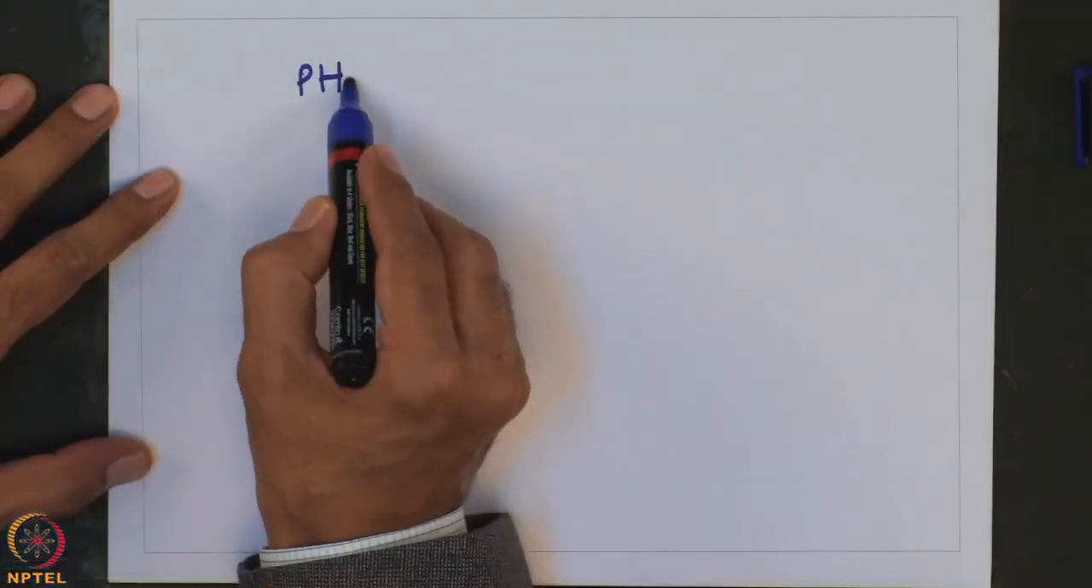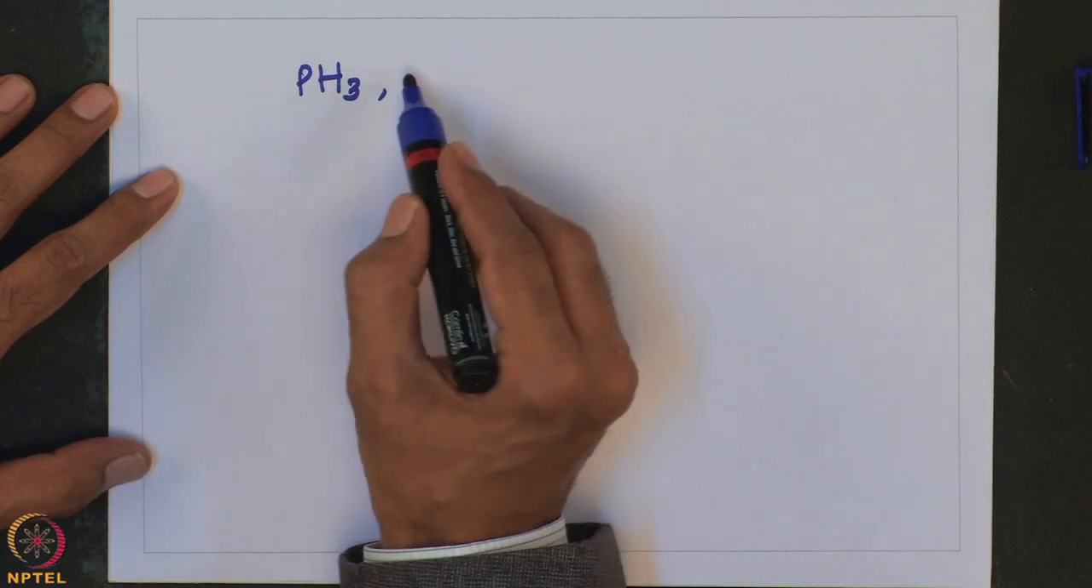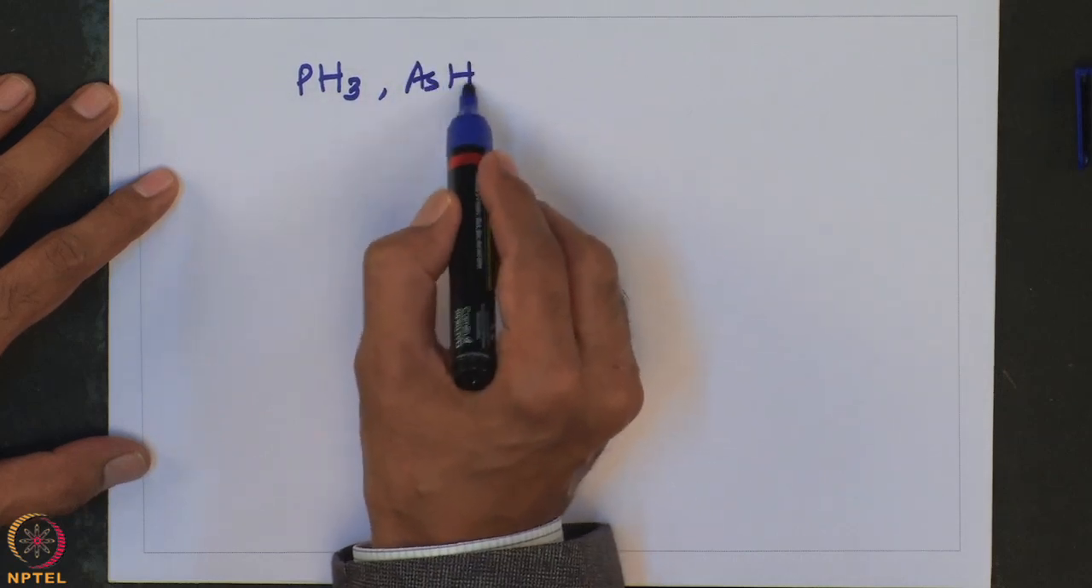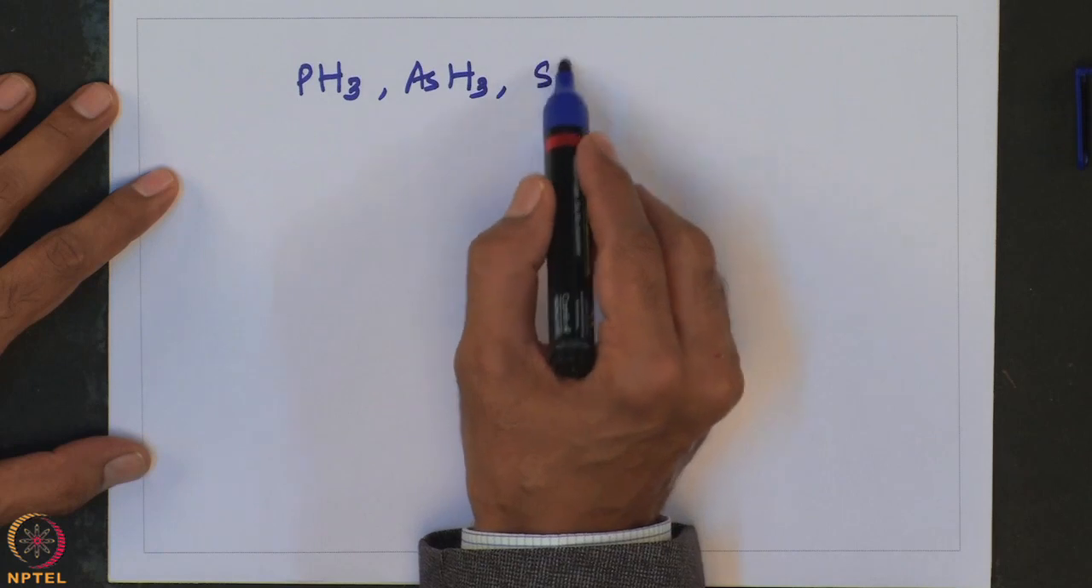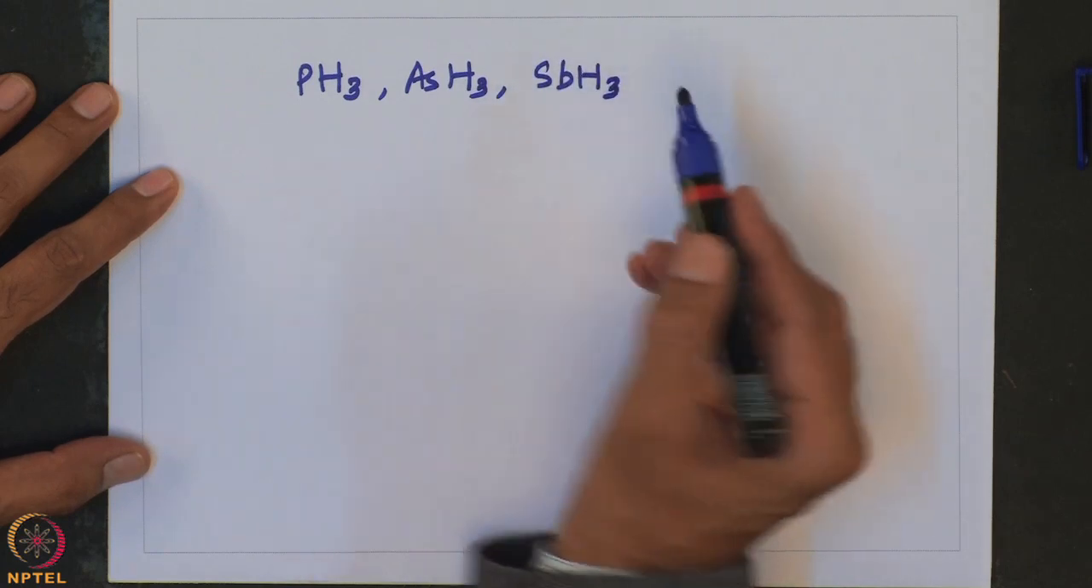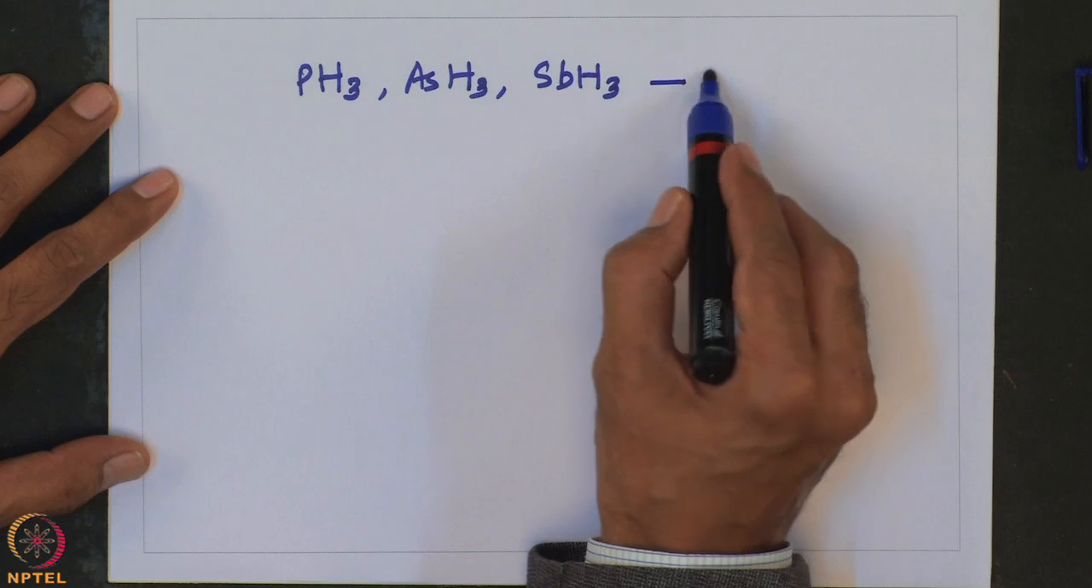Other hydrides of group 15 are essentially phosphines, formerly phosphane. We have ammonia, and of course, with phosphorus, they are called phosphines or phosphanes, having the formula PH3, and similarly we have arsine AsH3 and stibine SbH3, all are poisonous gases.